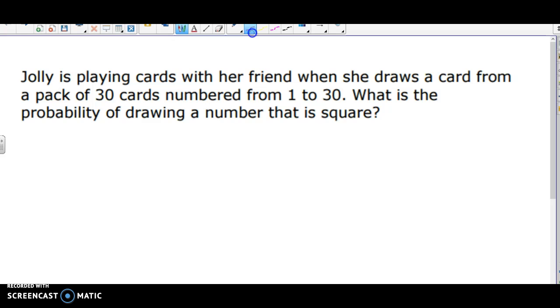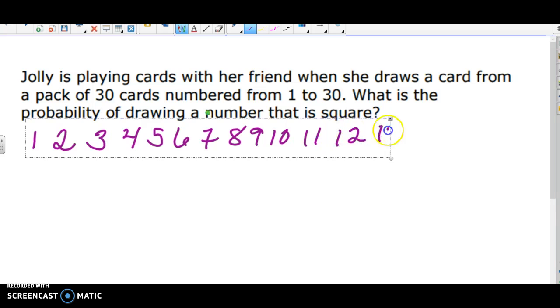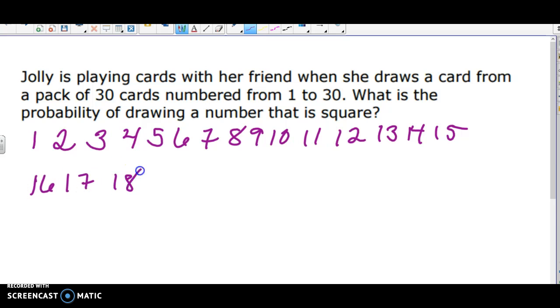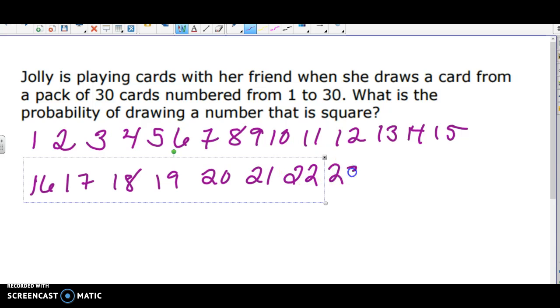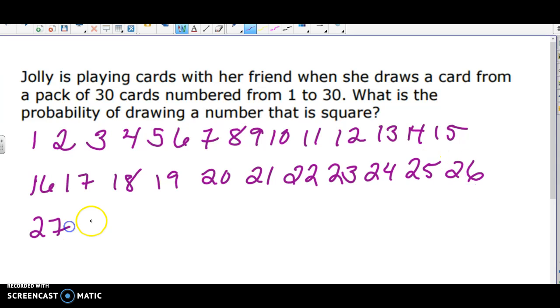So we can think of all the numbers from 1 to 30: 1, 2, 3, 4, 5, 6, 7, 8, 9, 10, 11, 12, 13, 14, 15, 16, 17, 18, 19, 20, 21, 22, 23, 24, 25, 26, 27, 28, 29, and 30. Now, if you make out a sample space, it will be much easier to do. So I'm looking for numbers that are squares, so we're looking for perfect squares.